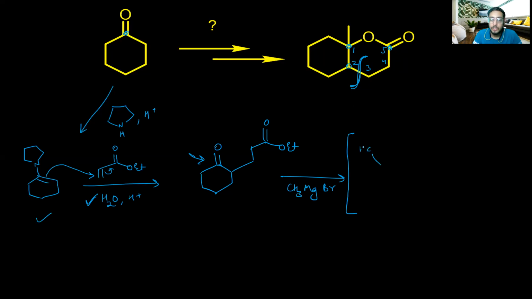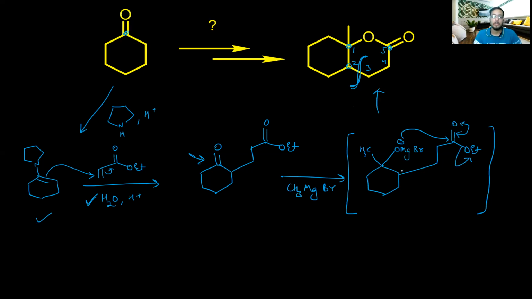Okay, so we have a CH3 here and OMgBr present here, and we have this. So we will reach this product. We do not do workup of this Grignard reaction. Now this oxygen will attack at this carbon, and this will go there and again come back, and this OEt will leave, and we get our target molecule in this way.